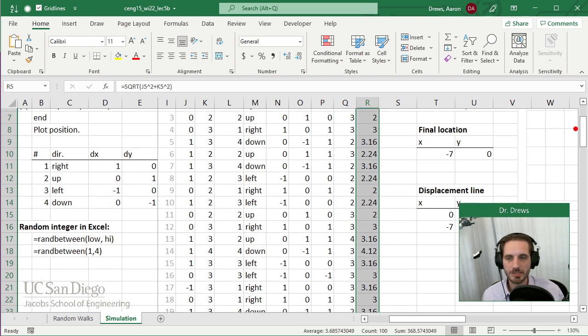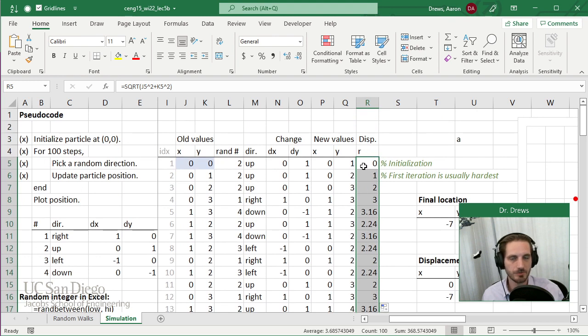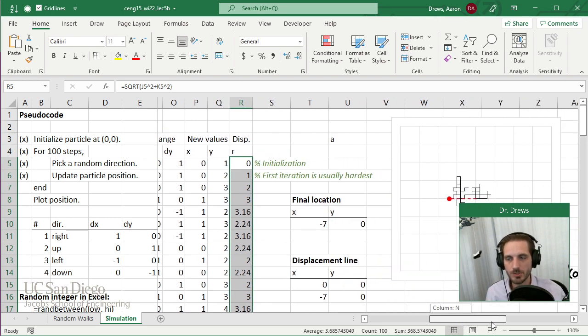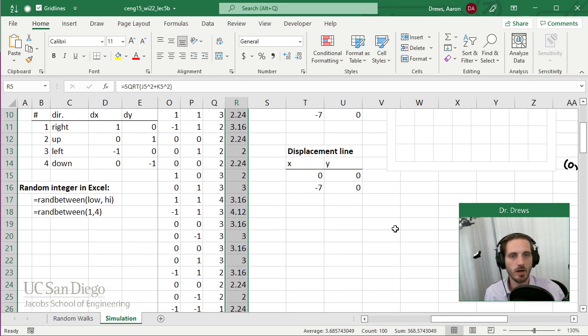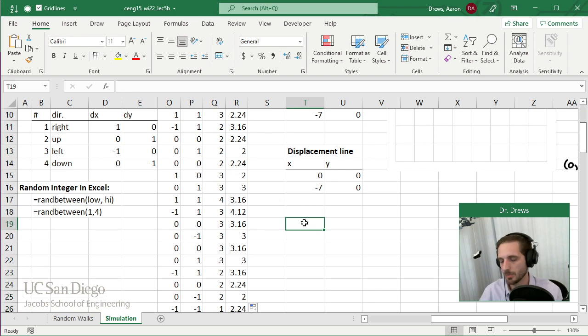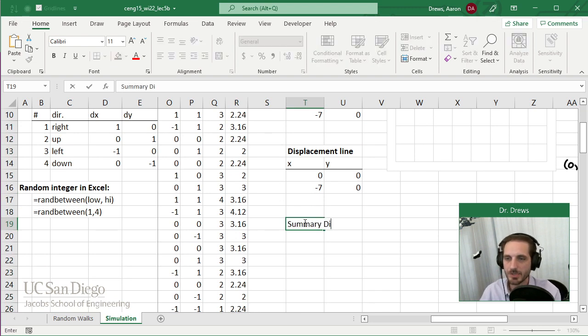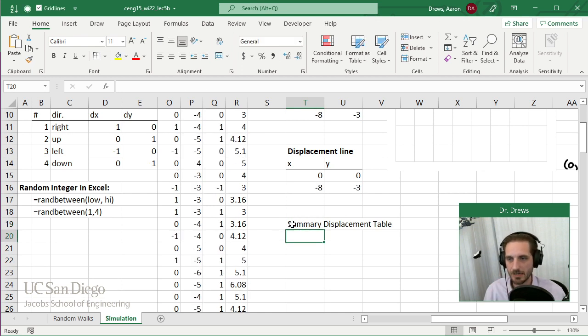Your homework is going to ask you to analyze certain features of this displacement, but only at particular points. I will show you the points first, and then we'll talk about why I chose those particular points. So the summary displacement table, which is something that you're going to have to create in your homework, only asks you to look at how far you've gone after a certain number of steps.